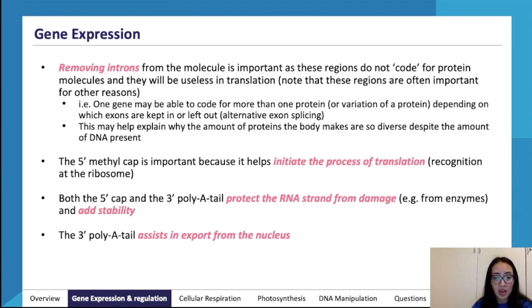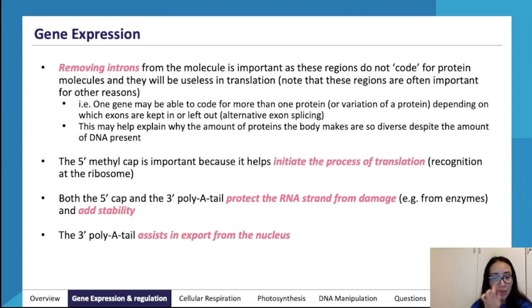One gene may be able to code for more than one protein or variation of a protein depending on which exons are kept in or left out, and you'll have alternate exon splicing. So you can actually shuffle about these genes. You'll look at that if you do biomed in uni. I really enjoyed that and I thought it was super interesting. But we don't really look at that too much in VCE.